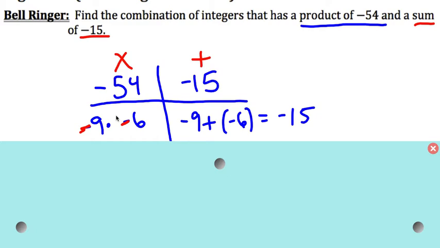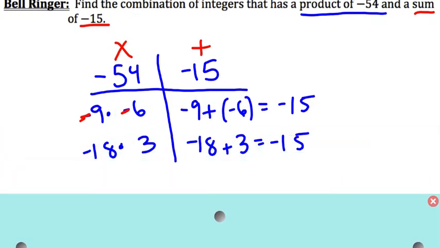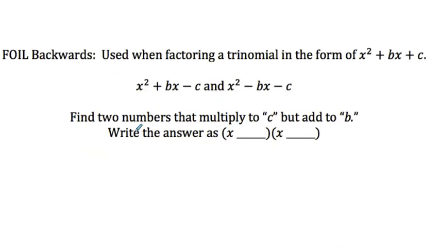So run through a few more factors, and eventually you'll find out that it is negative 18 times 3. Okay, negative 18 times a positive 3 is a negative 54, and then negative 18 plus 3 is a negative 15. All right, so like I said, very similar to what we did yesterday. We will have a negative number here at the end now, so a negative c, and all that means is that when we're doing our table, one will be positive and one will be negative. And that's just because the only way you can get a negative number is a negative times a positive, okay?